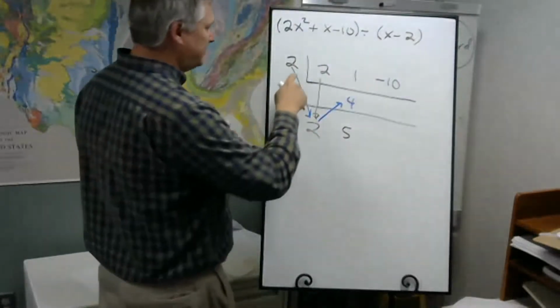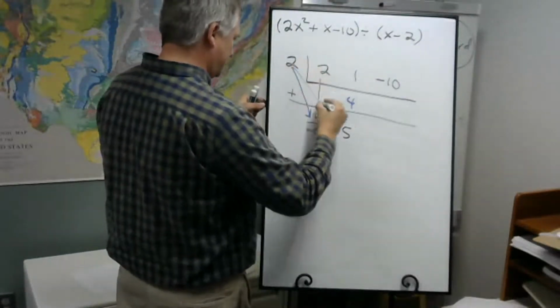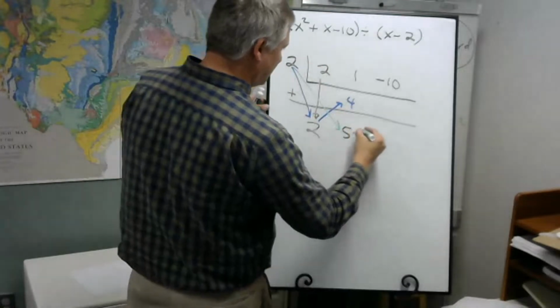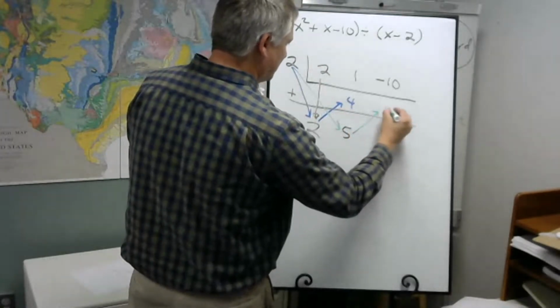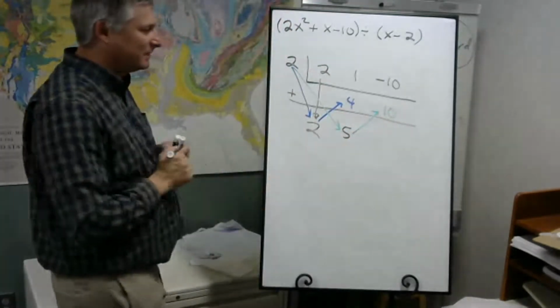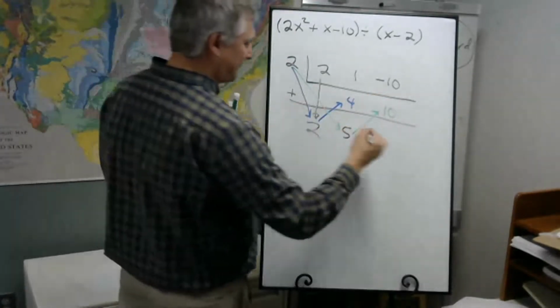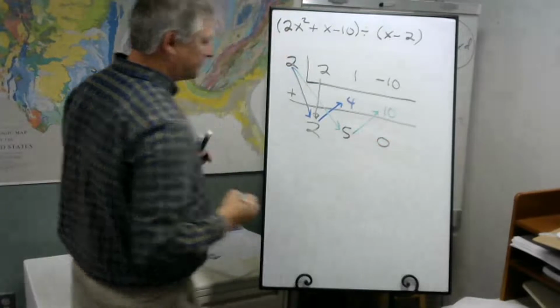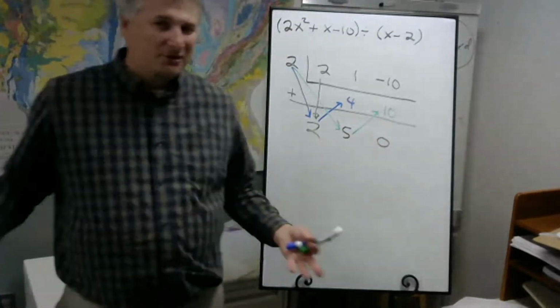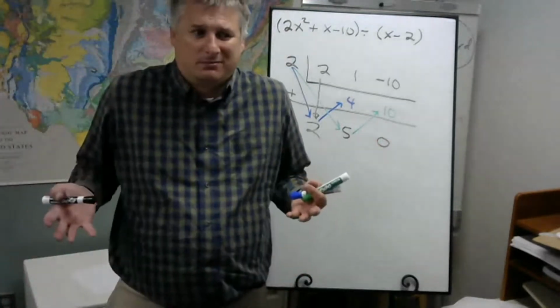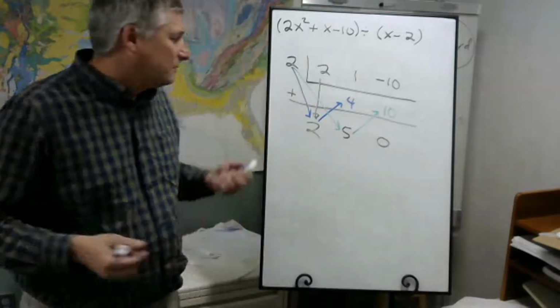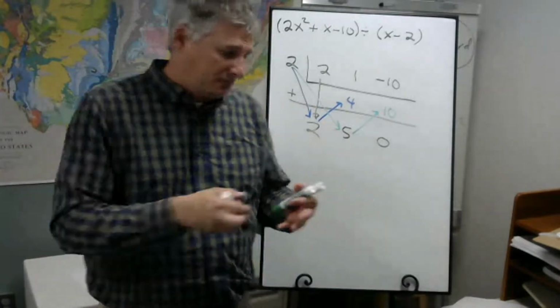Then we take 2 times 5, and we get 10. Negative 10 plus 10 is 0. So we're actually done. Now, what did we just do? Well, we've got to interpret what this means.